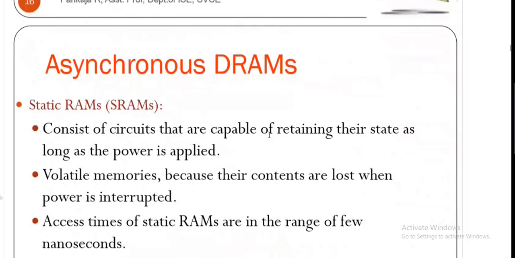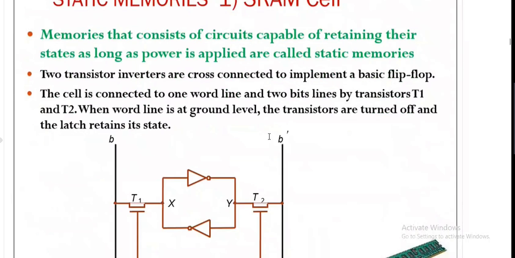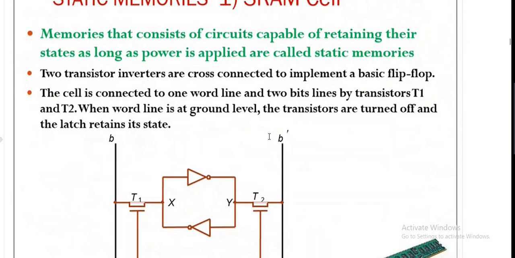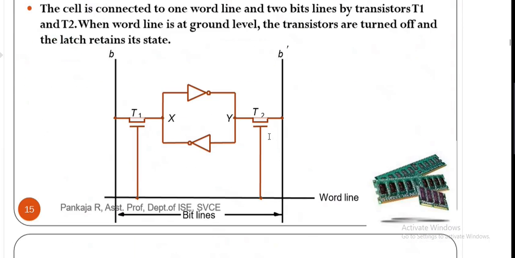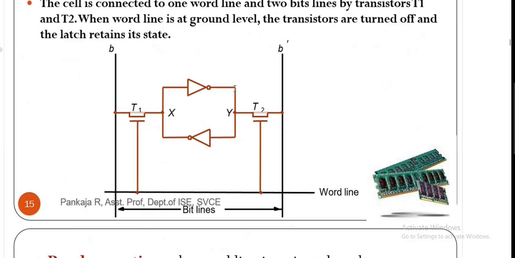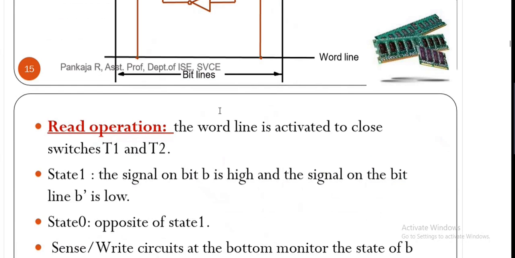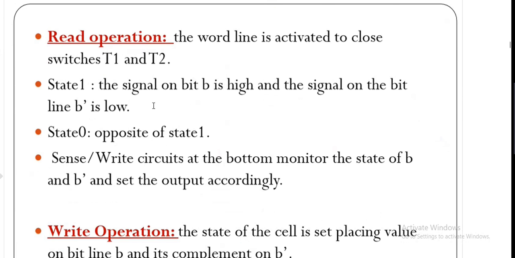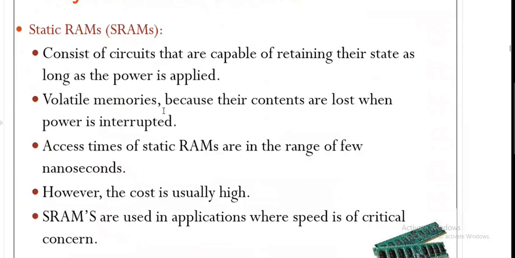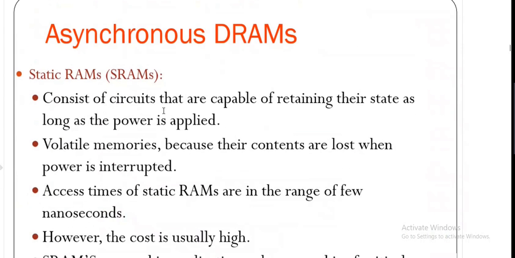So that is about the static RAM. If they ask to explain SRAM with a neat diagram, then you have to draw this diagram. Just tell about the transistors and the inverters used for forming the flip-flop. Then explain how read and write operation takes place. Next we'll move on to asynchronous DRAM.